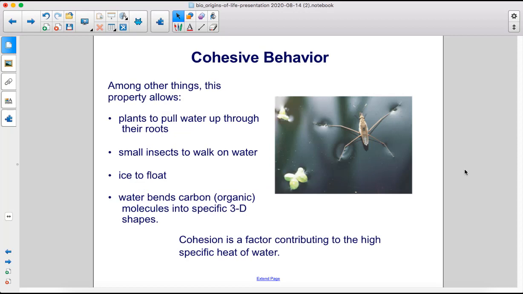Among other things, this property allows plants to pull water up through their roots, small insects to walk on water, ice to float, and water bends carbon, which are organic molecules, into specific 3D shapes. Cohesion is a factor contributing to the high specific heat of water.